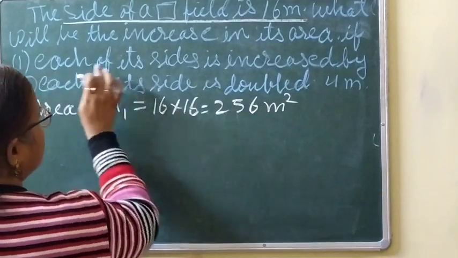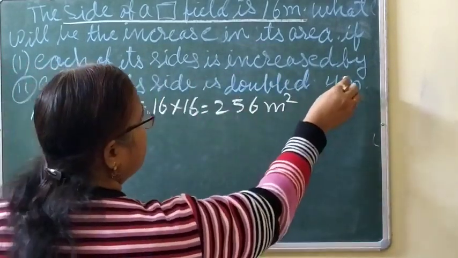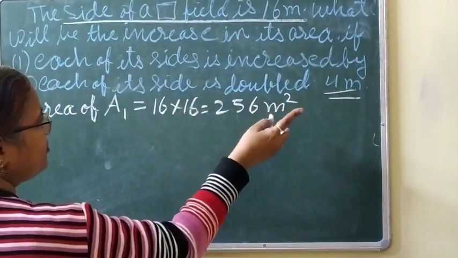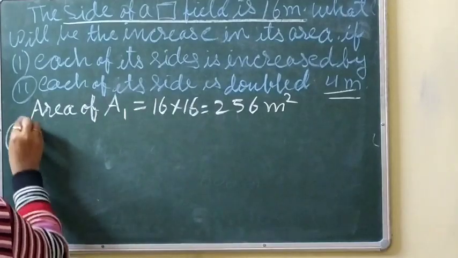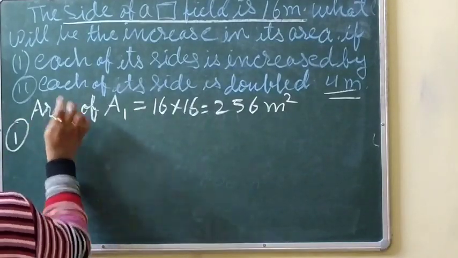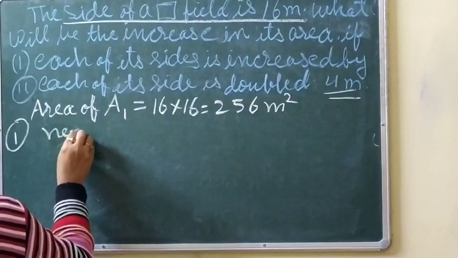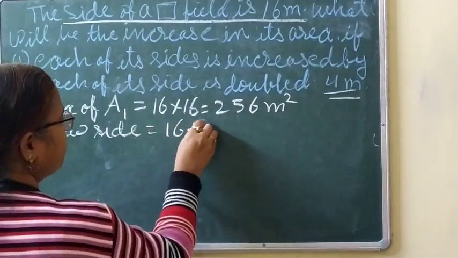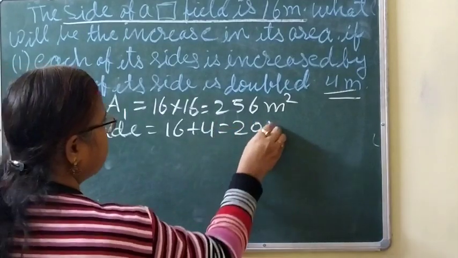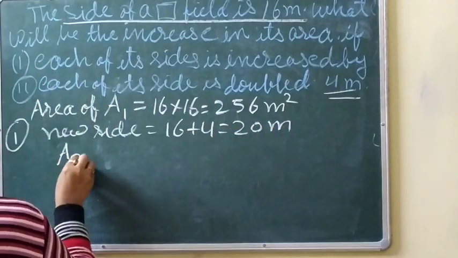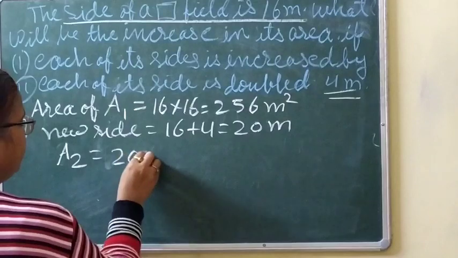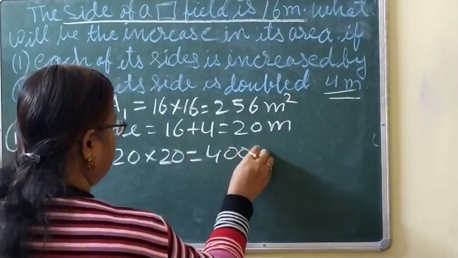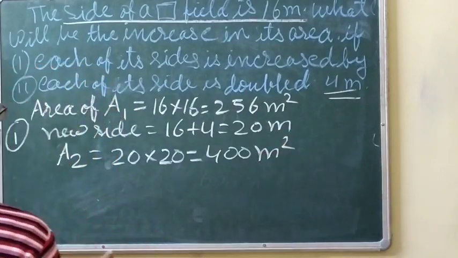Now the next part: each of its sides is increased by 4 meter. 4 meter means what? 16 plus 4, 20. So sub part 1. New side will be equal to 16 plus 4, that is 20 meter. So A2 will be equal to 20 into 20, 400 square meter. Clear?